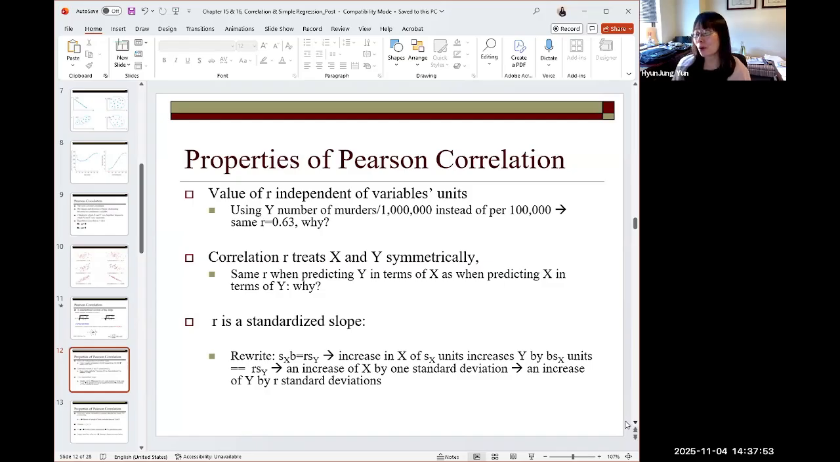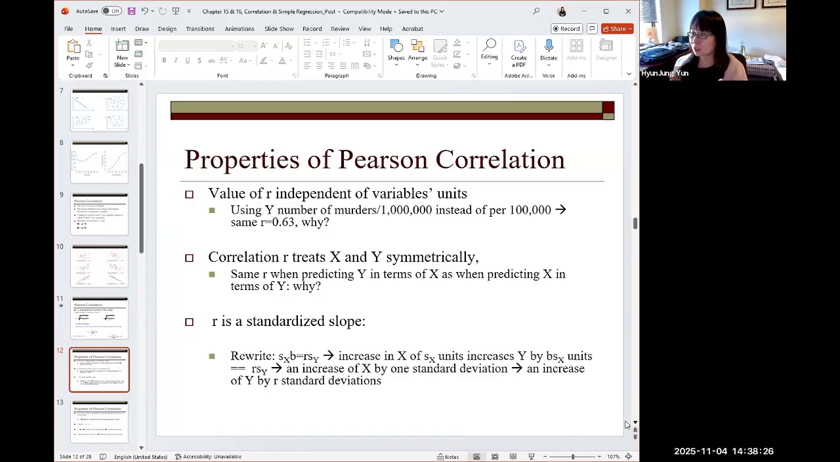Also, correlations are symmetrically related. So when you have a correlation value calculated, you can say x is related to y with that correlation value, and y is correlated to x with that amount and at that degree. You can put it either way. So it is symmetrically interpreted and also symmetrically related.